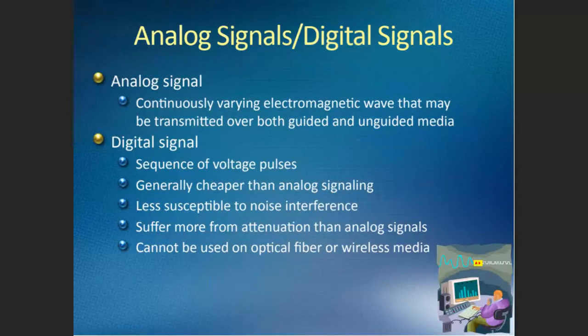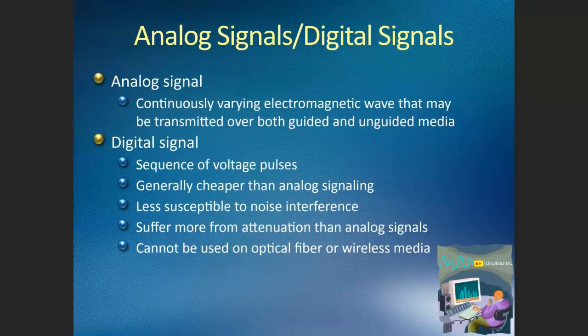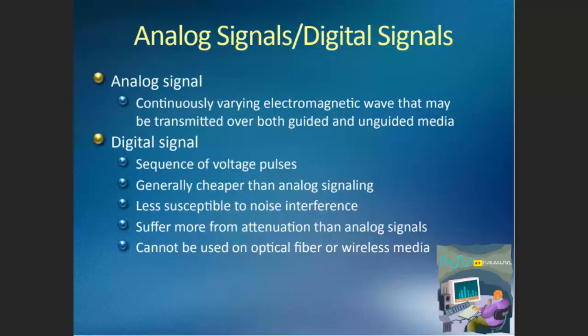So we knew about the analog data. Then what is the analog signal? The analog signal is a continuously varying electromagnetic wave that may be transmitted over both guided or unguided media, wired or wireless. I told you telecom people like to give different names. We called this wired before, here they call it guided. Okay. Digital signal is a sequence of voltage pulses.